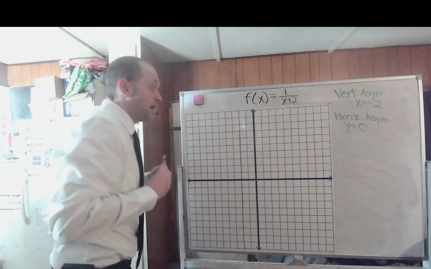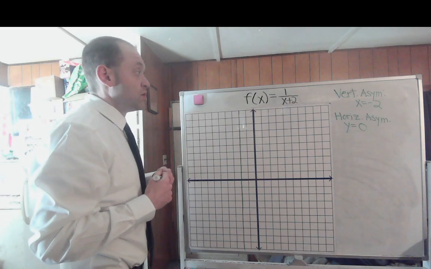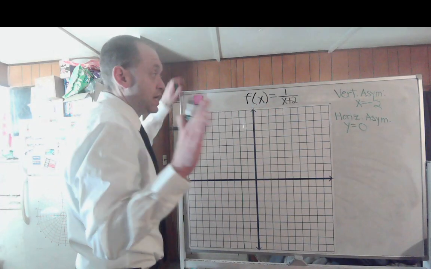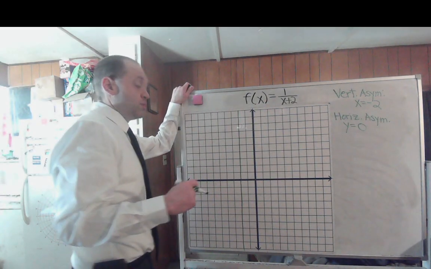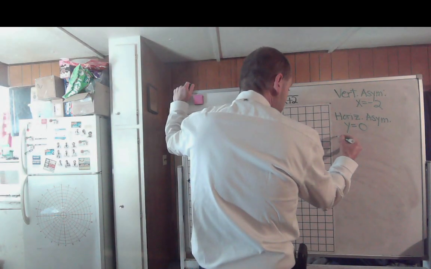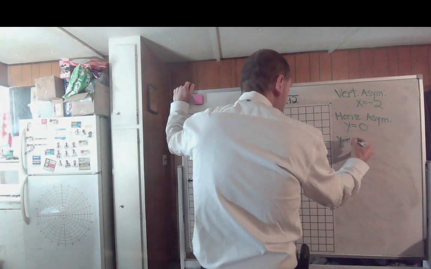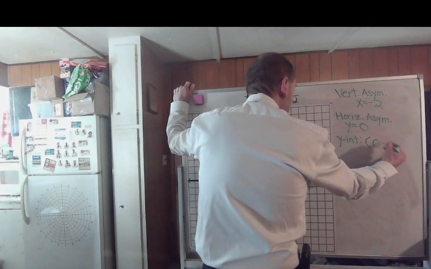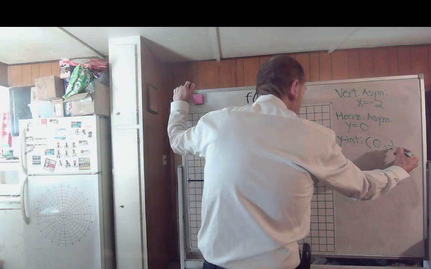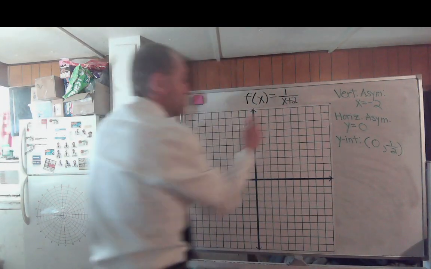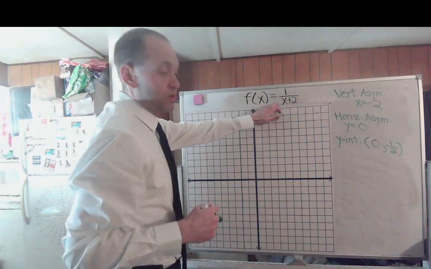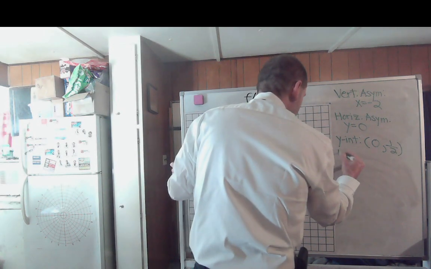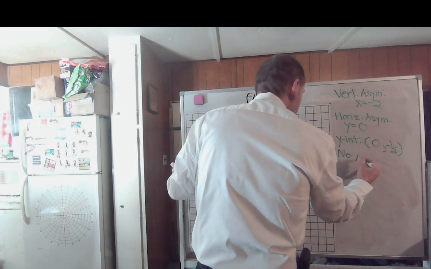Alright, now what about intercepts? Well, y-intercept occurs when x equals 0. If we did that, you would end up getting a y-intercept at y equals 1/2. So we actually do have a y-intercept at the point (0, 1/2), but there's no x-intercept. If you set this equal to 0, you would get 1 equals 0, which isn't true. So we don't have an x-intercept.